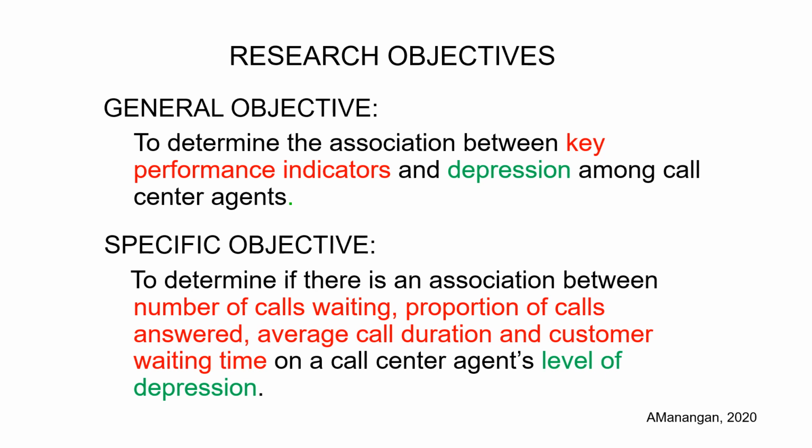Average call duration and customer waiting time, if expressed as minutes or hours, number of calls waiting, or the proportion of calls answered, will involve differences in data to be collected because of differences in their scales or levels of measurement. In addition, the type of information to collect will depend on how the variables are defined at the start of the study.